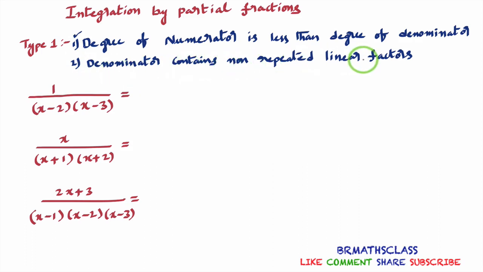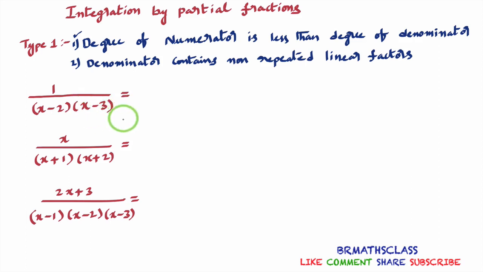In previous class also we discussed: denominator contains non-repeated linear factors. What are non-repeated linear factors? You observe x minus 2 is a linear factor because its degree is 1, and x minus 2 is not repeated anywhere in the denominator. So x minus 2 is a linear factor. Moreover, it is a non-repeated linear factor. x minus 3 is also a linear factor because its degree is 1 and it is not repeated anywhere.